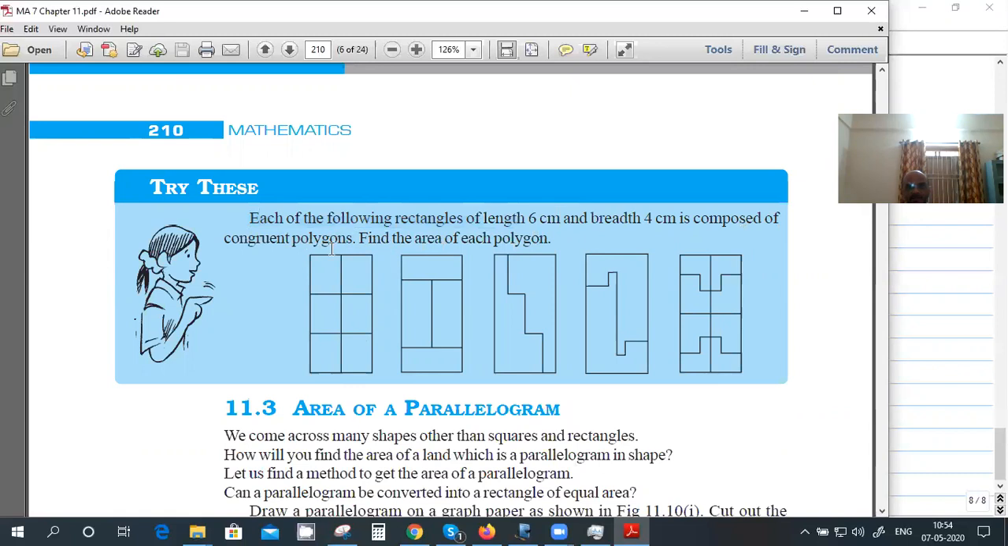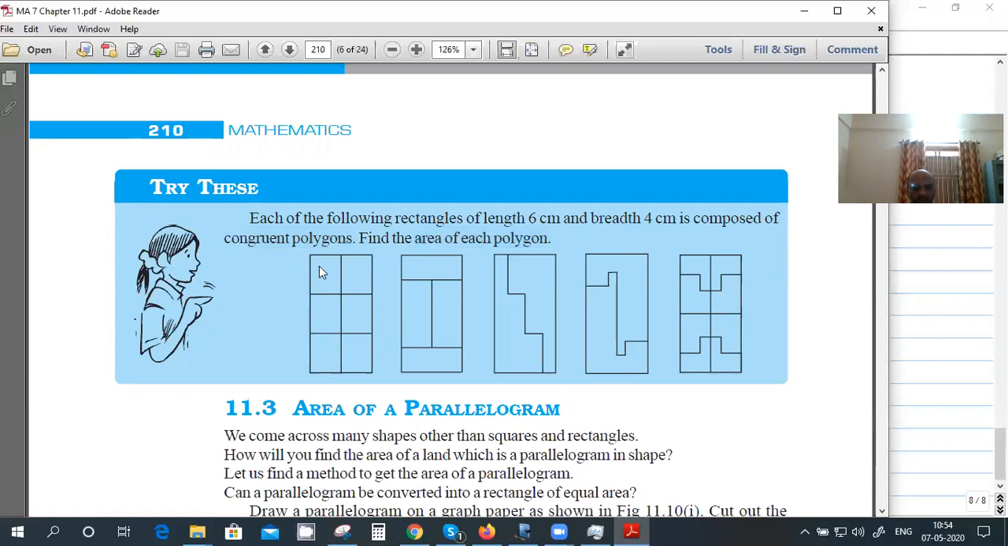See, this is a rectangle, no? The outer thing is a rectangle everywhere. And the length is 6 centimeters and the breadth is 4. So obviously this longer one is the length, 6, and the shorter one is the breadth, 4. Okay. Yes. And they made it into congruent polygons. Congruent is same size and shape. Okay. Now we have to find the area of each polygon.